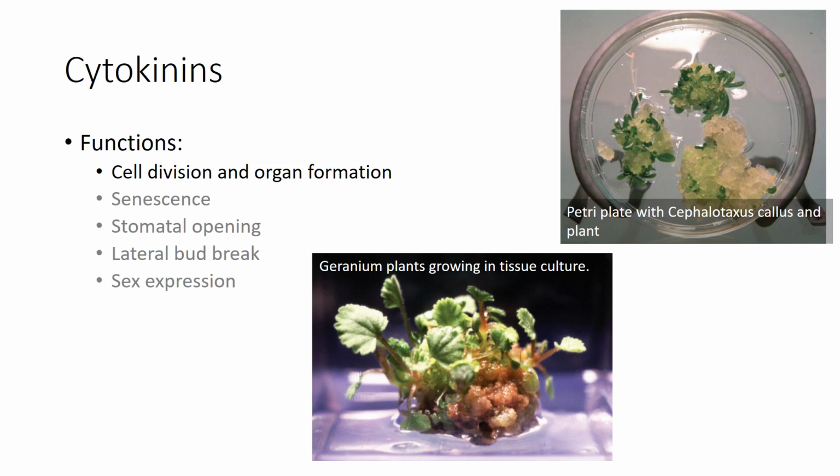Cytokinins are involved in numerous physiological processes in plants, including cell division, organ formation, senescence, stomatal opening, lateral bud break, and sex expression. The major function of cytokinins in plants is to promote cell division by stimulating the production of proteins needed for mitosis. Cytokinins promote callus formation in most plant tissues.